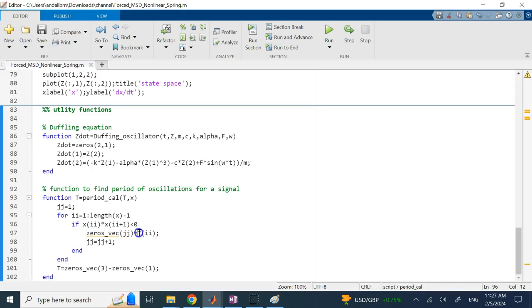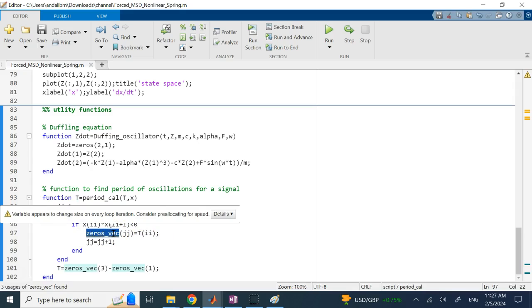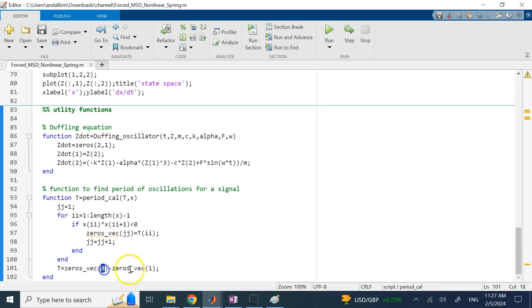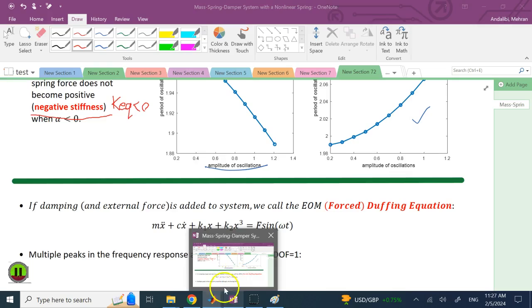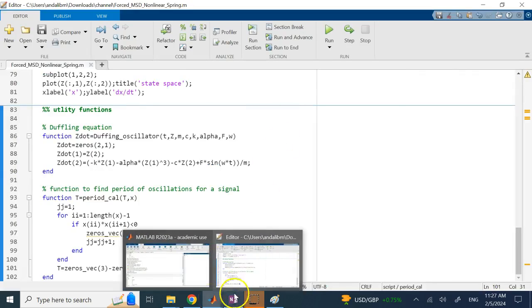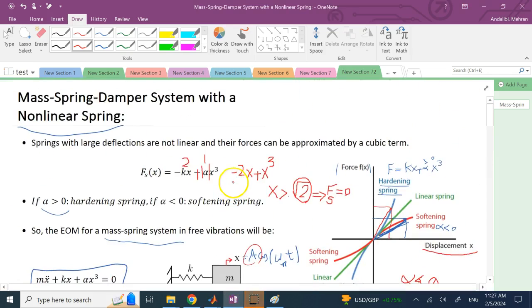And if you do, then the time value for that location is going to be stored in the zeros of the function. And then you subtract the third zero from the first one. And you might say, why third one from first one, not second one? Because the second time you're not going to show the oscillation, right?